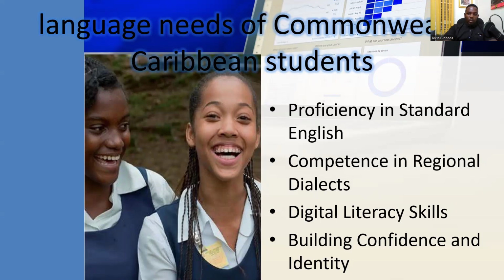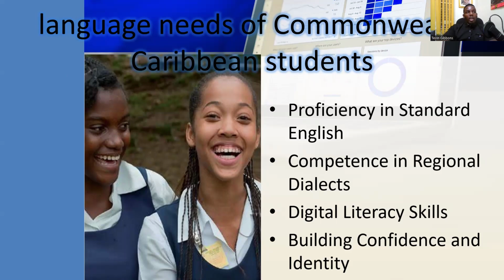Secondly, we have competence in regional dialects. Regional dialects like Jamaican Patois or Barbadian Bajan are deeply connected to cultural heritage and self-expression. Dialects are widely used in everyday life and crucial for social interaction within communities.